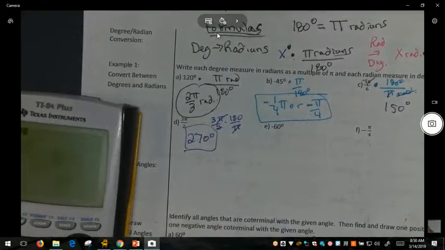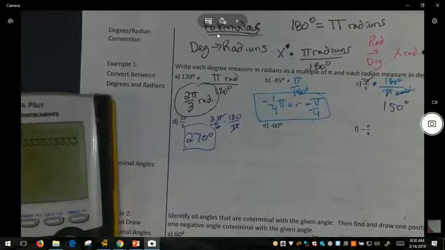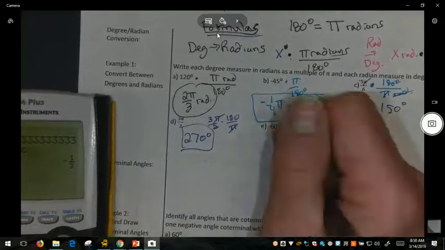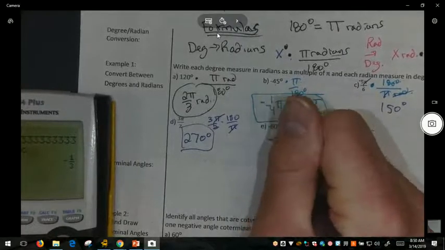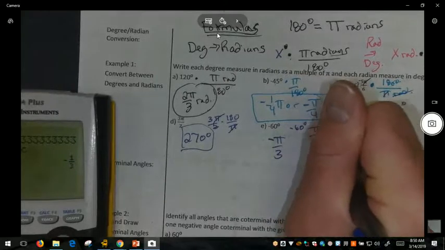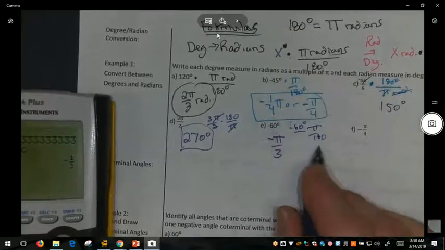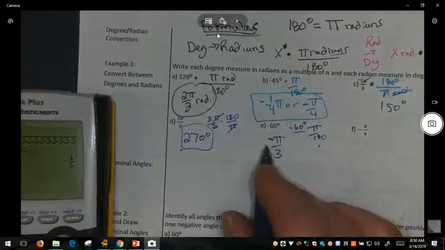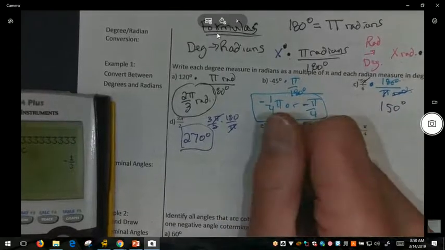Negative 60 degrees out of 180, that is negative 1/3, so this is negative pi over 3. How did I get that? Negative 60 degrees times pi over 180. I reduced the 60 over 180 to 1/3, and I have pi still.